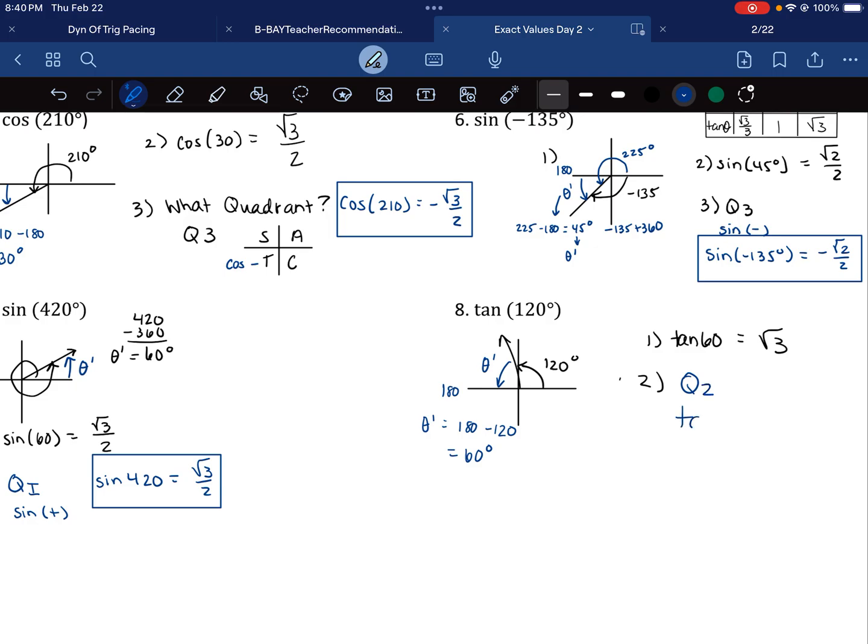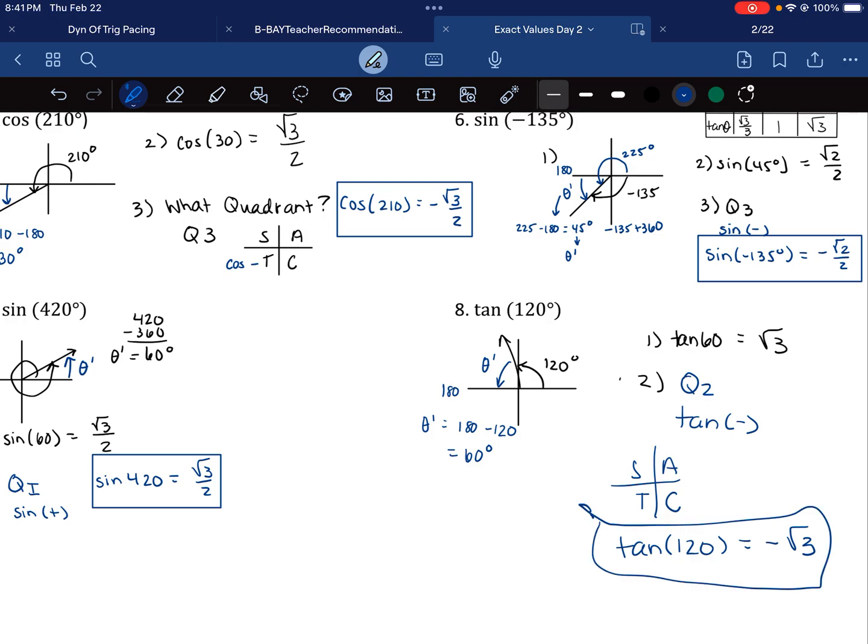So I know tangent is negative in quadrant 2, right? Once again, I'm getting this from All Students Take Calculus. So I'm going to have tangent of 120 is equal to negative radical 3. And there you go. So this is our review from last class.